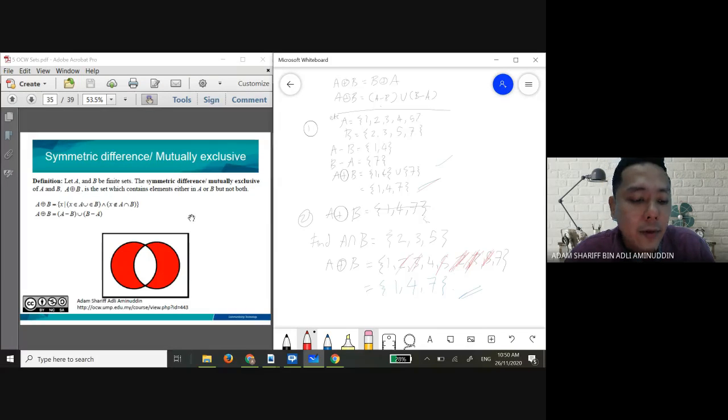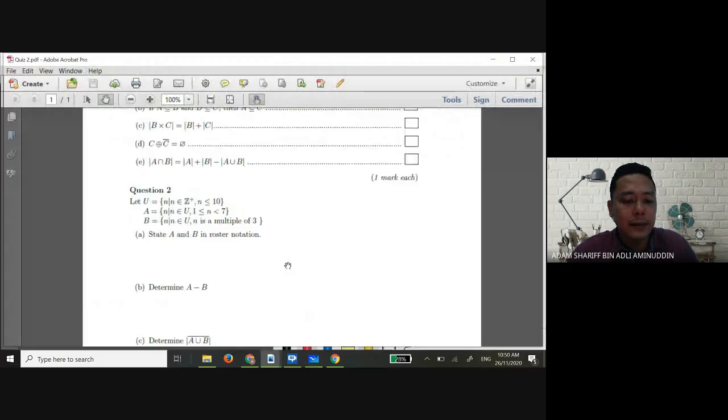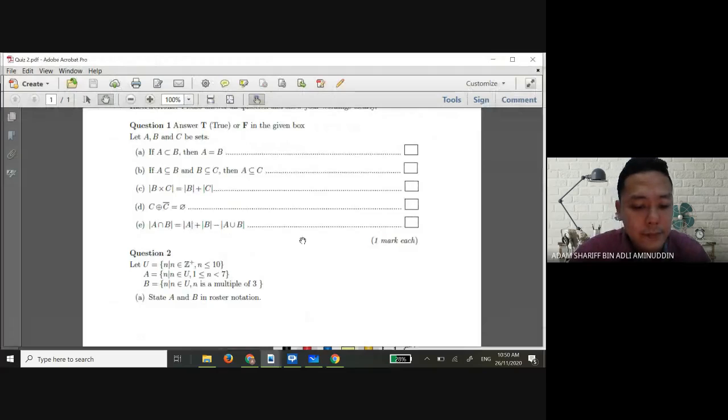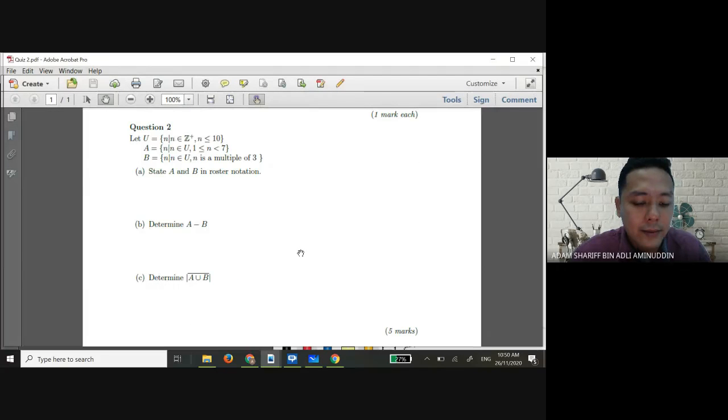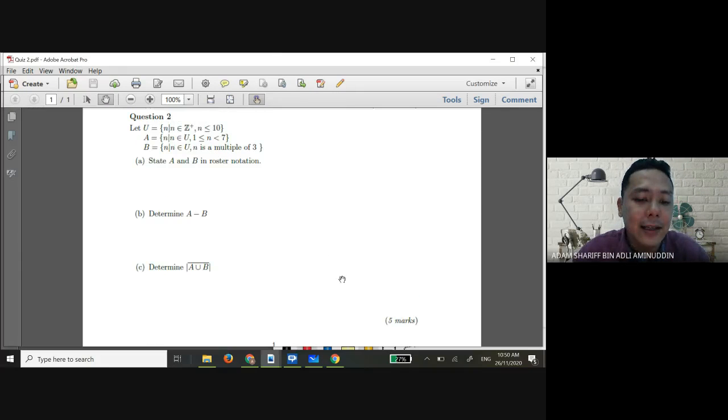Okay, Cartesian product nanti. Saya nak tunjuk soalan quiz lepas-lepas. Ini dia. Cuba jawab soalan nombor 2. Nanti kita bincang. Ni soalan 2 ni, soalan quiz lepas-lepas. Saya tak ingat tahun bila.